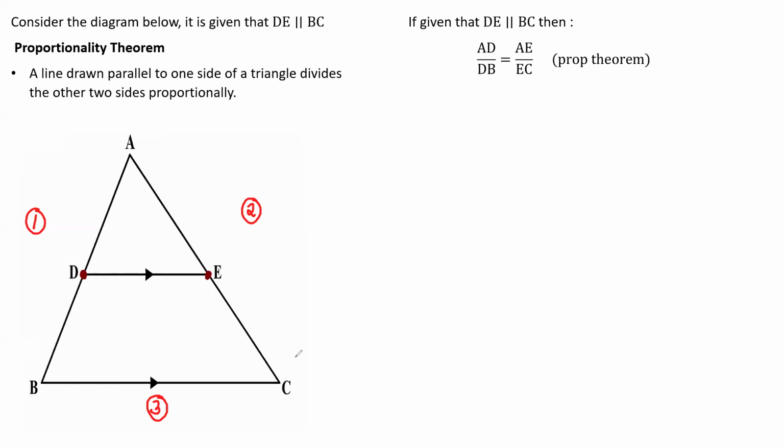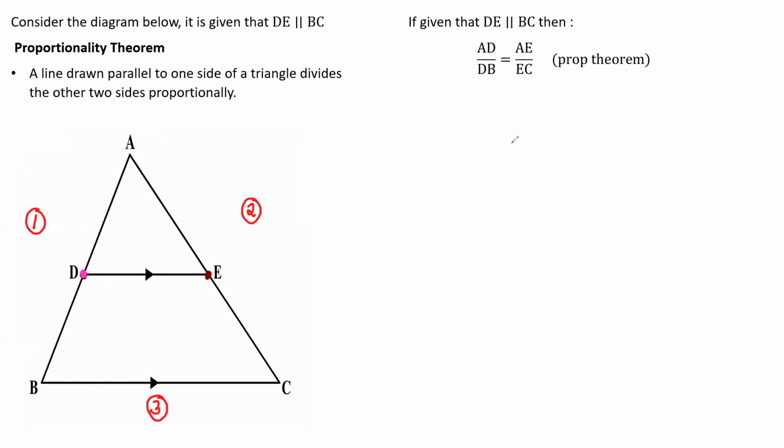That line is DE. Now, notice, you cannot assume that the point D is the midpoint of AB. Say that again. You cannot assume that the point D is the midpoint of AB. Neither can you assume that the point E is the midpoint of AC. You can't. All we know is that we drew a line from one side of a triangle to the other side of the triangle, from point D to point E.